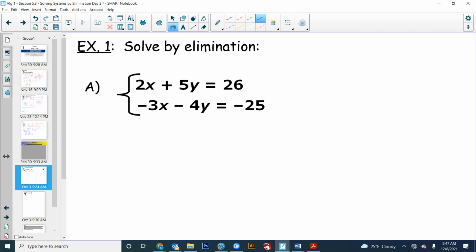Guys, couldn't I set this up for +6, -6, right? So what would I multiply the top by? 3. What would I multiply the bottom by? 2. Wouldn't I set up? Or guys, couldn't I set this up for +20, -20? Either one's right. It doesn't matter. You'll get the same answer eventually. It just means which one you're doing first. Okay? Does that make sense?